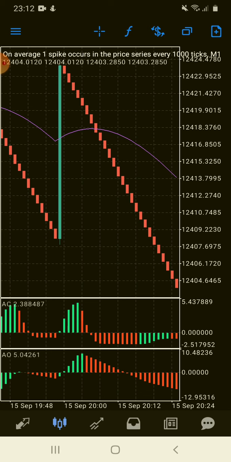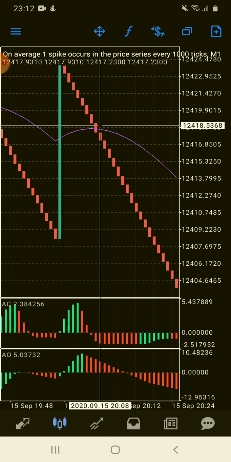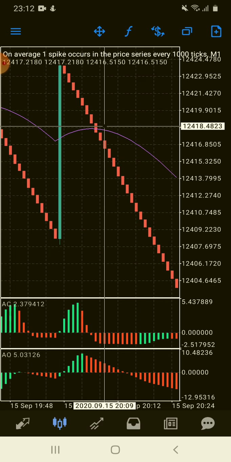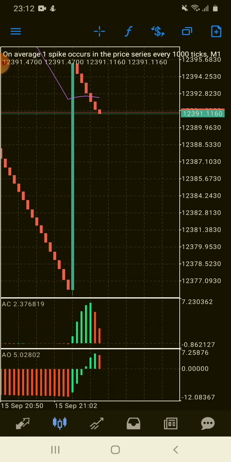Yeah, you don't enter anything because you can see that it's in upward. The 50 moving average is pointing upward, so you don't take the trade. Now wait for another one. As you can see, there's one happening right now.